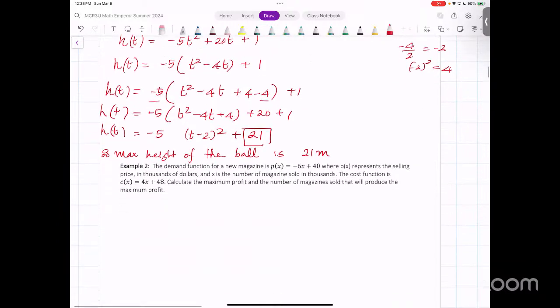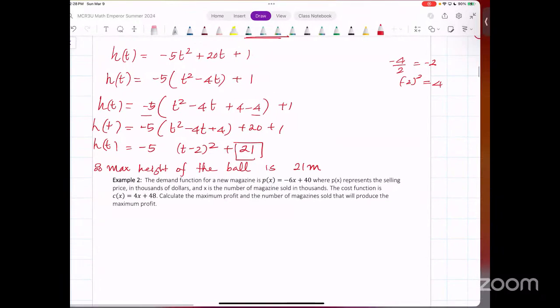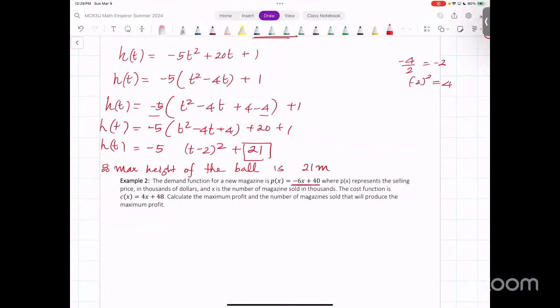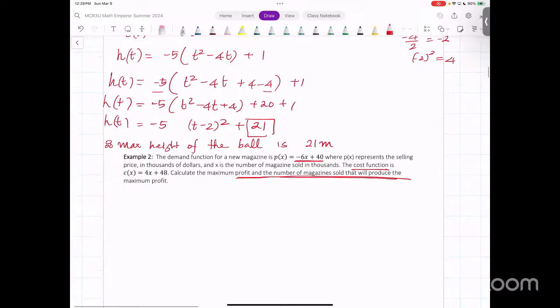The demand function for a new magazine is given by p of x equals -6x plus 40, where p of x represents the selling price in thousands of dollars, and x is the number of magazines sold. The cost function is given by 4x plus 48. Calculate the maximum profit and the number of magazines sold that will produce the maximum profit. So how are you going to calculate the maximum profit?